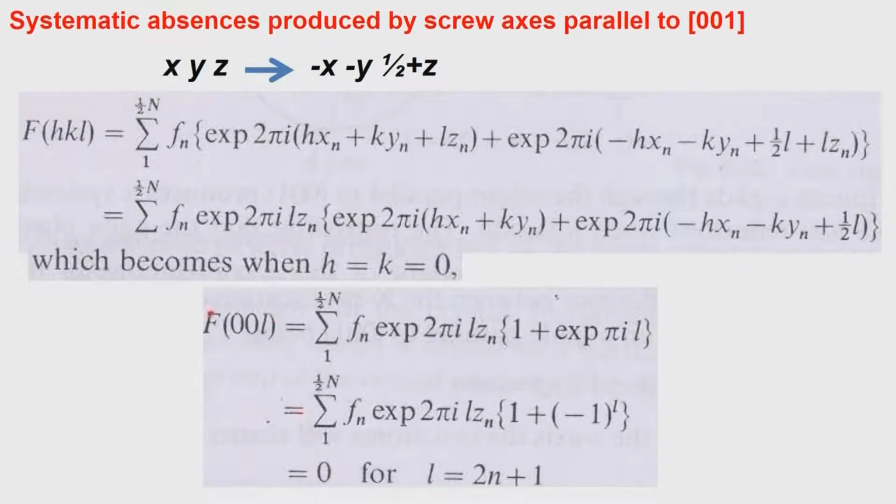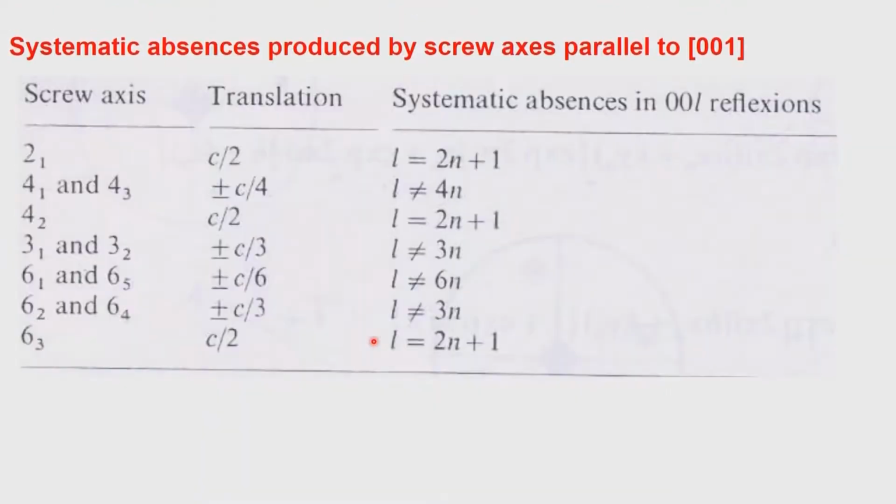So, the systematic absences associated with the screw axis essentially affect only the axial reflections. So, the reflections which go along the definition of the axis, either h or k or l, and so we can now write down those expressions and see how it comes about.